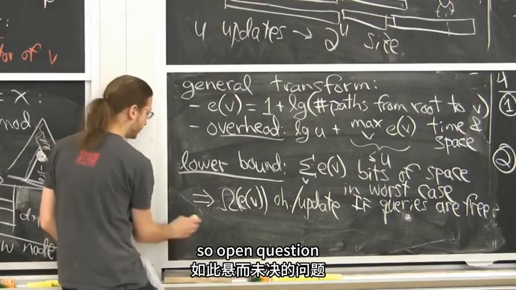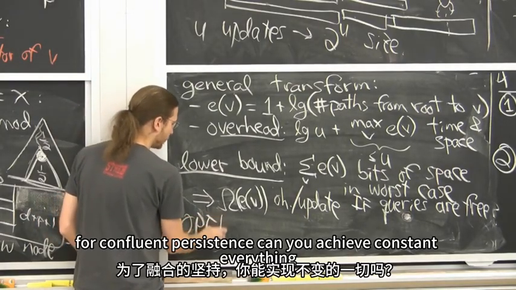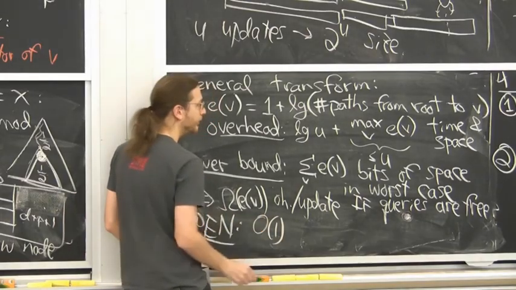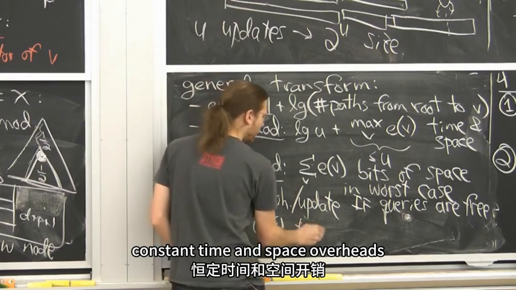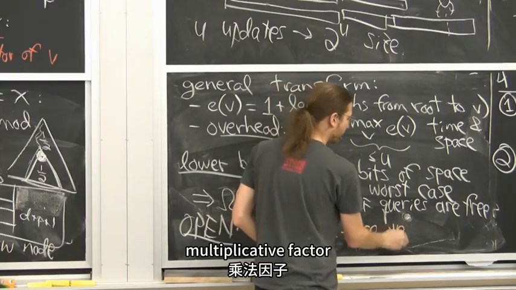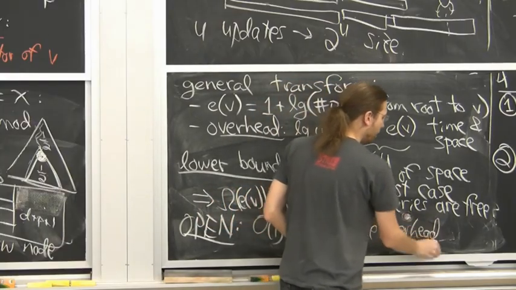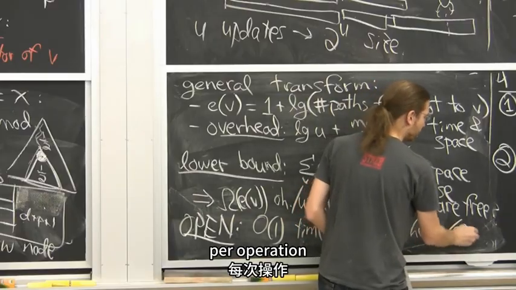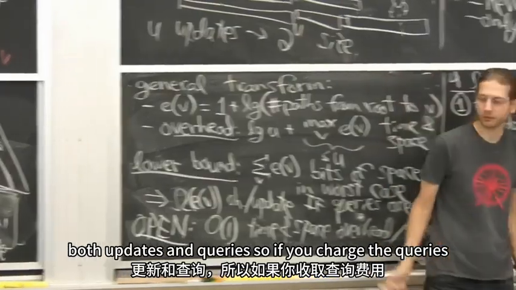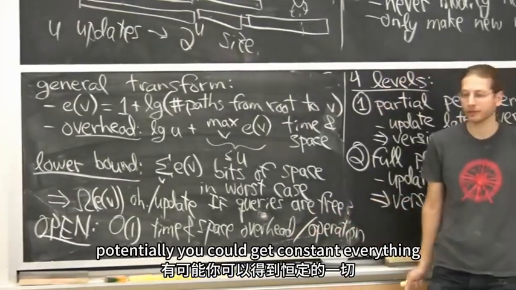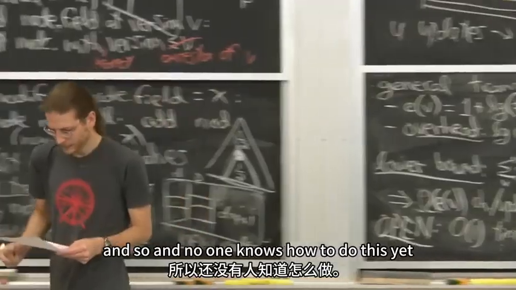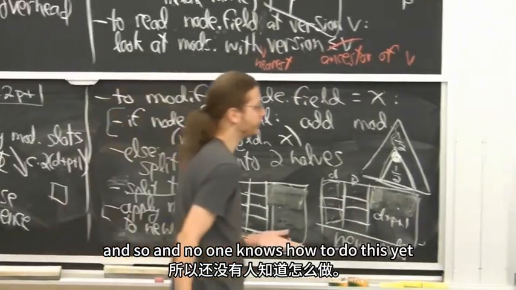So open question, for confluent persistence, can you achieve constant everything? Constant time and space overheads, multiplicative factor, per operation, both updates and queries. So if you charge the queries, potentially you could get constant everything. This is a relatively new realization. And no one knows how to do this yet.